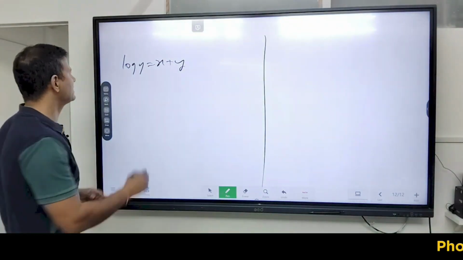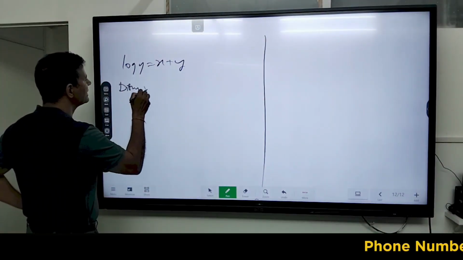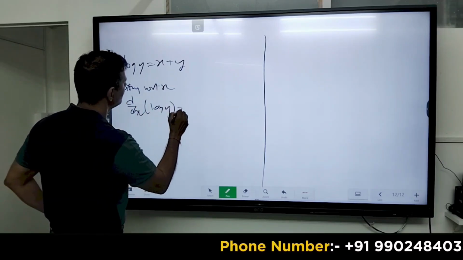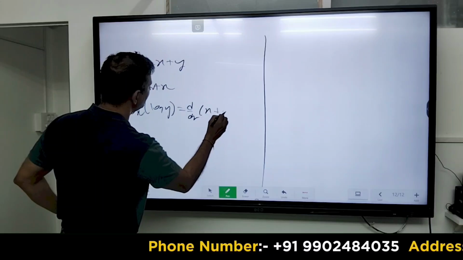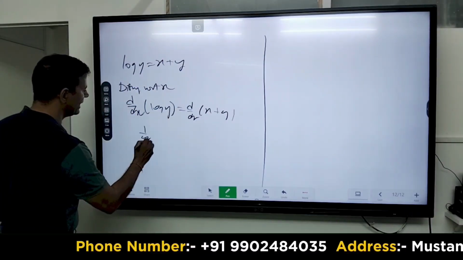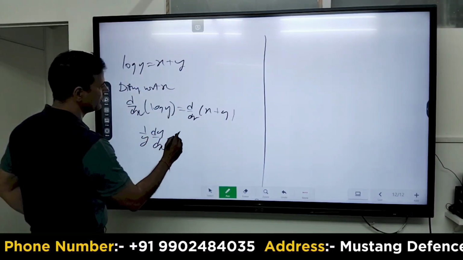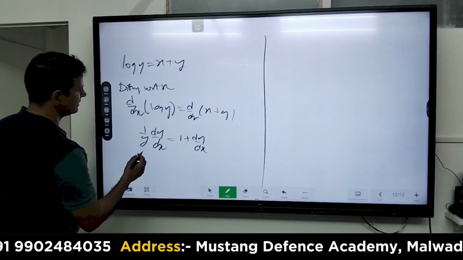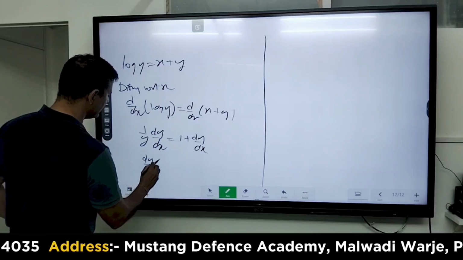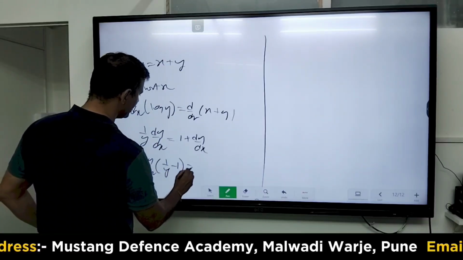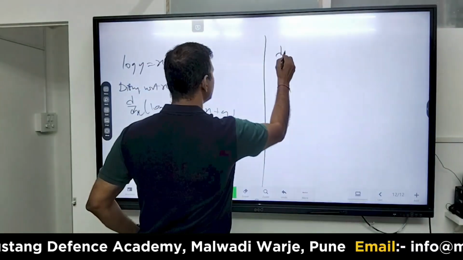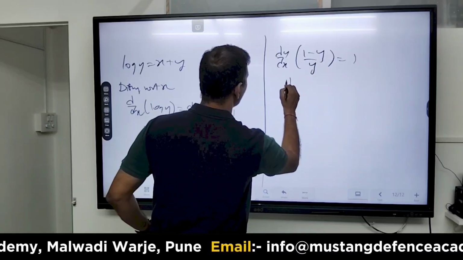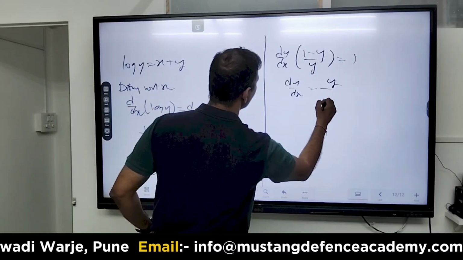Now we differentiate with respect to x. d upon dx of log of y is equal to d upon dx of x plus y, which is nothing but 1 upon y, dy by dx is equal to 1 plus dy by dx. You can take dy by dx as common: dy by dx into (1 upon y minus 1) is equal to 1, which can be written as dy by dx into (1 minus y) upon y is equal to 1, or dy by dx is equal to y upon 1 minus y.